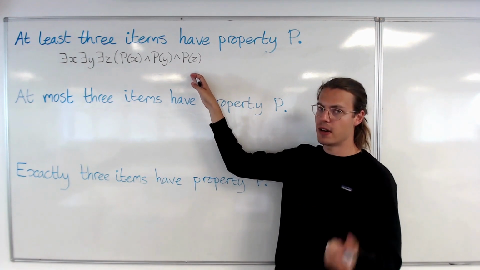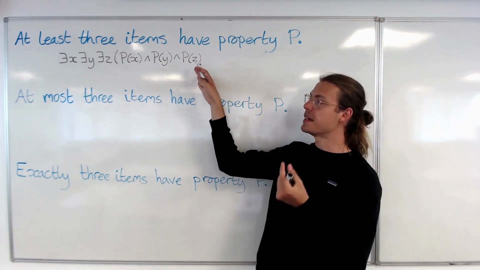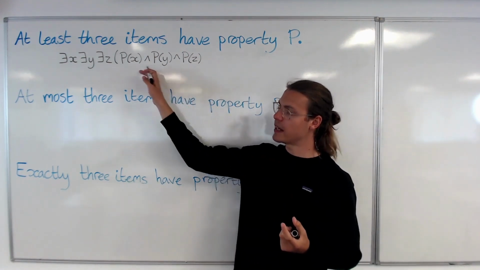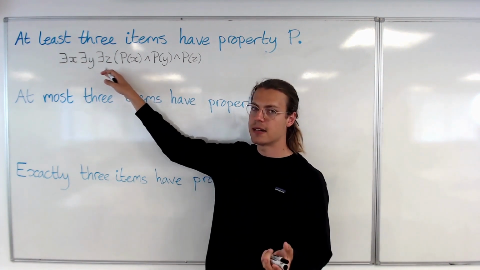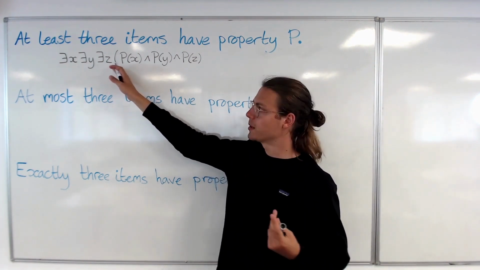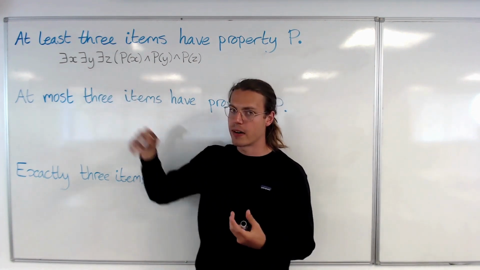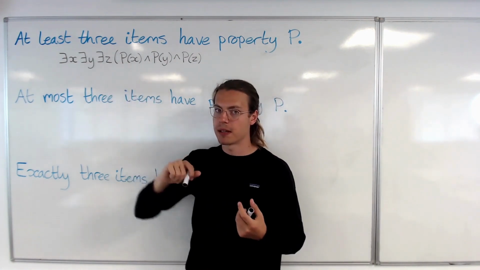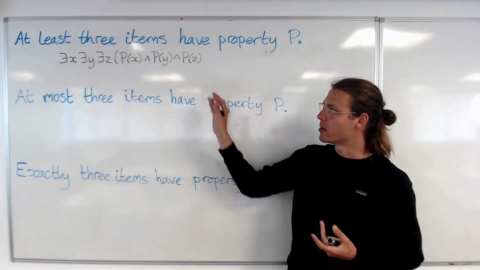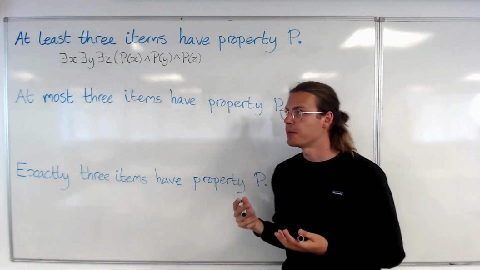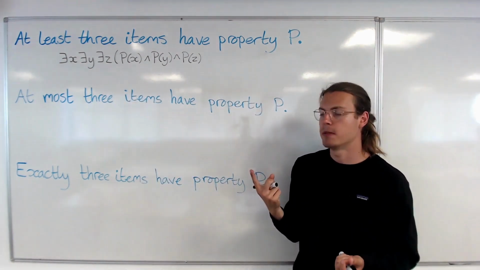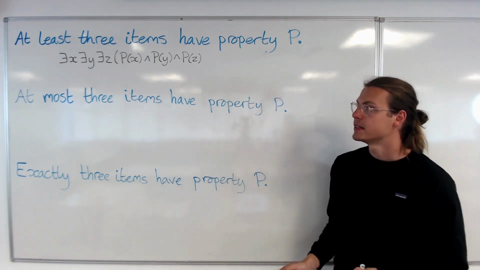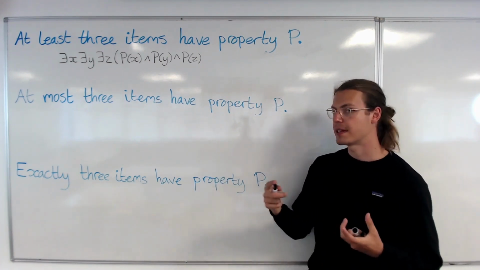But this isn't quite enough to express that at least 3 items have property P, and that is because nothing here says that x, y, and z are necessarily different items. It could be that x and y are in fact exactly the same thing, or x and z, or maybe all 3 items are exactly the same thing. So this could in fact still mean that just 1 item has property P, or just 2 items. So we need to add something to this formula to say that x, y, and z are all different things.